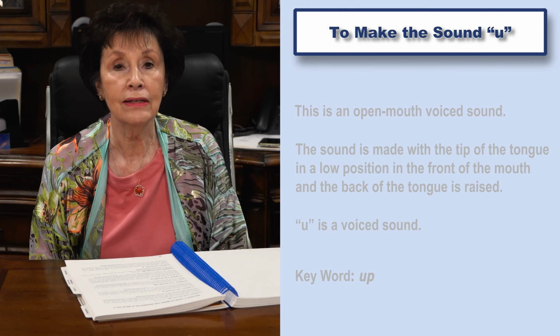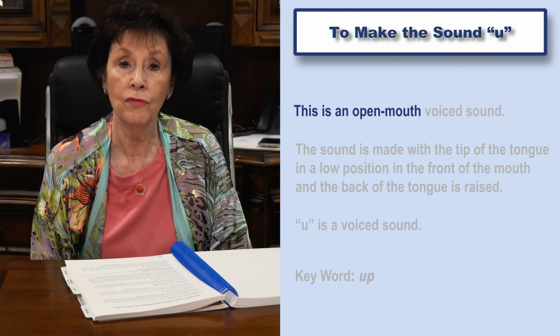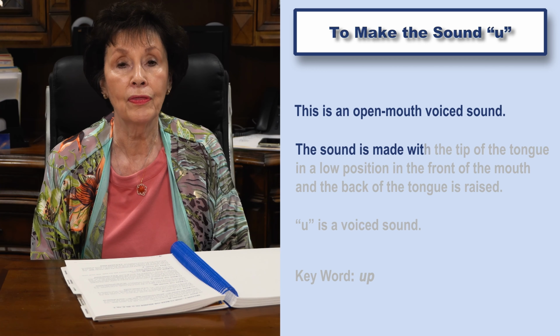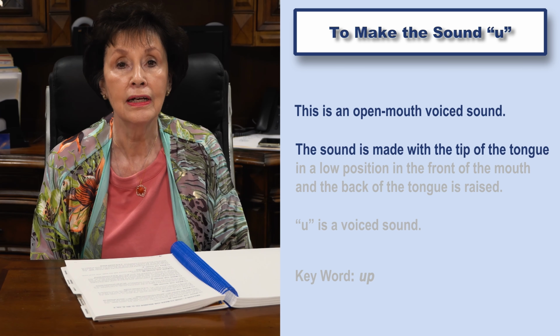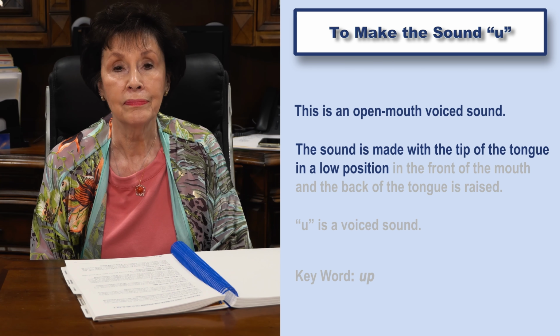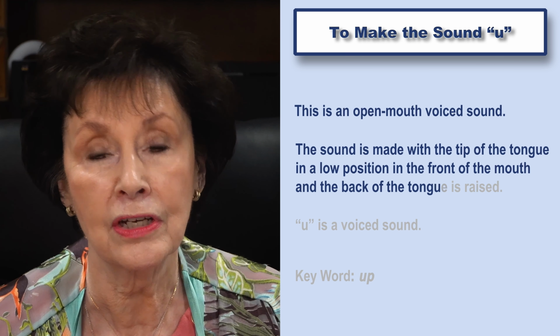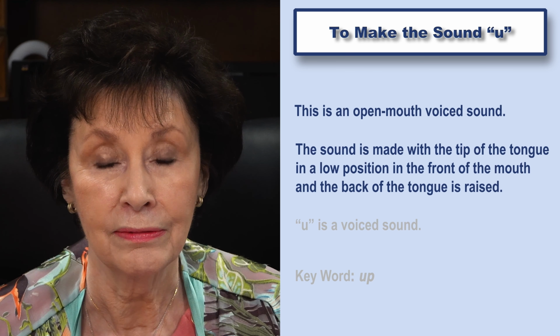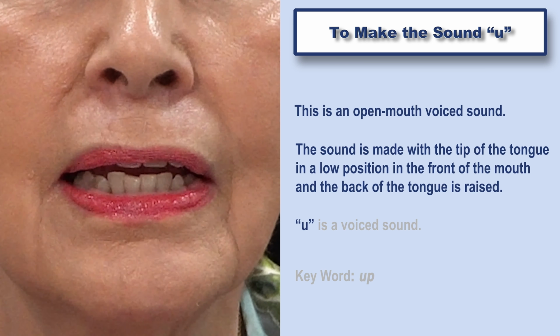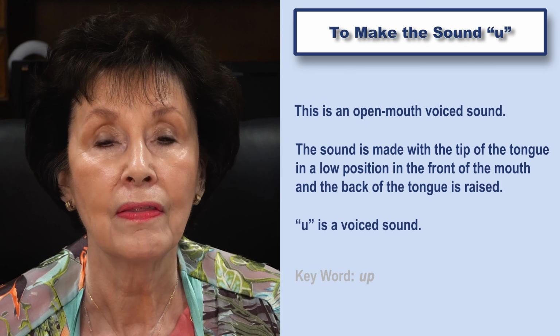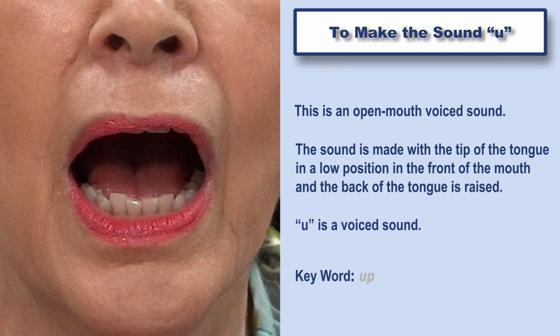To make the sound of the letter U, this is an open mouth voiced sound. The sound is made with the tip of the tongue in a low position in the front of the mouth, and the back of the tongue is raised. U is a voiced sound. The key word is up.